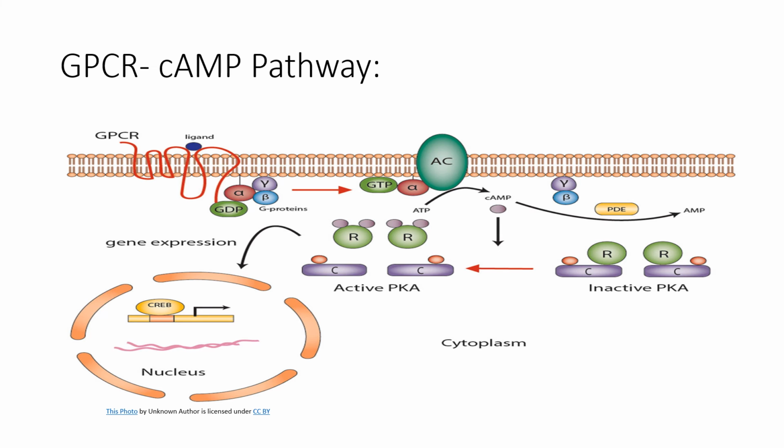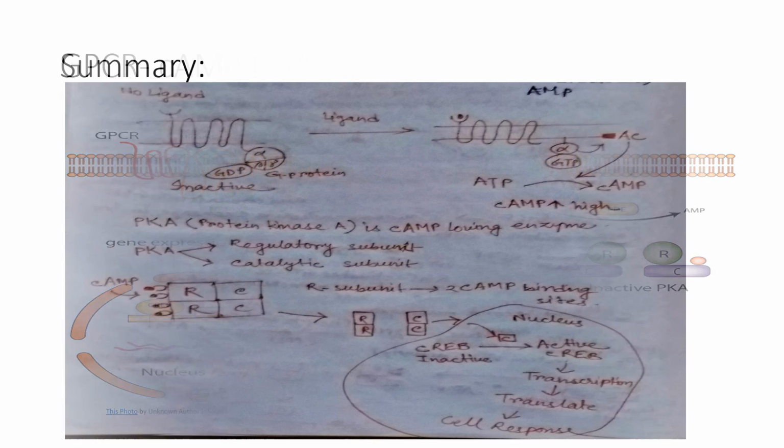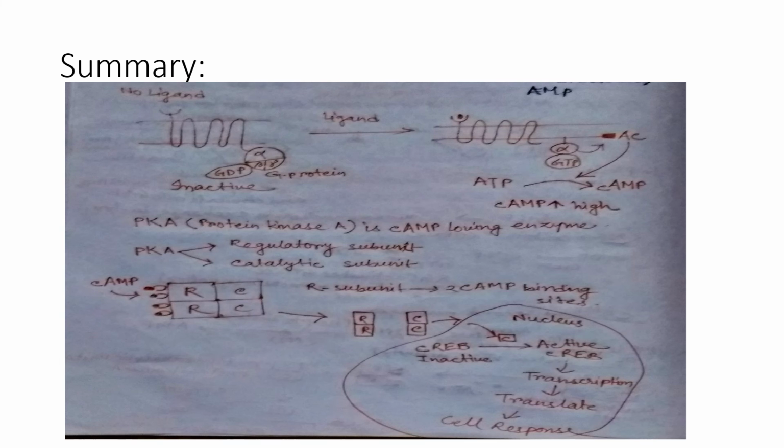After that, there is a short summary about this. So when no ligand is present, GDP is bound with the alpha, beta, gamma trimeric subunit in inactive state. Then the ligand comes, the ligand binds with the serpentine receptor, and then GTP binds with the alpha subunit and breaks off beta gamma in dimer form. And this activated alpha then activates adenylate cyclase, which is present in the cell membrane, and then this adenylate cyclase converts ATP into cyclic AMP, and more cyclic AMP is produced.